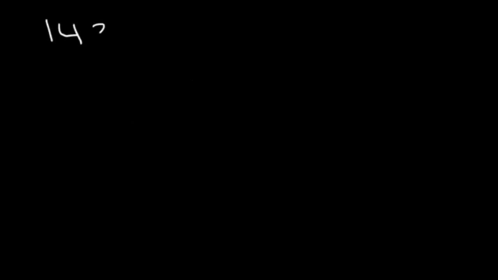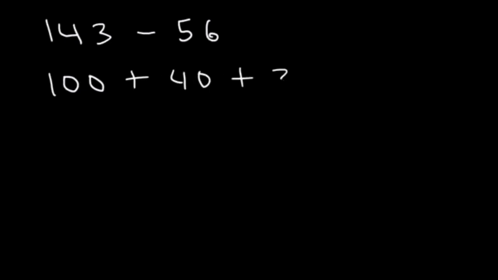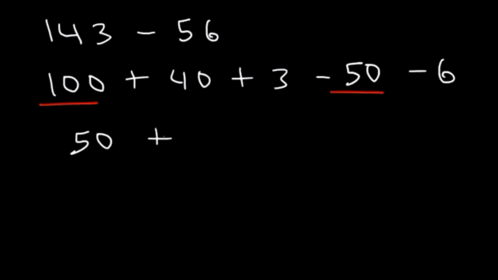Now what about this? 143 minus 56. Go ahead and work on that example. So we can write this as 100 plus 40 plus 3. And 56, we can write that as 50 and 6, making both numbers negative. Now, there are many ways in which you could do this, but let's do 100 minus 50, because that's positive 50. And 3 minus 6, well, that's going to be negative 3.